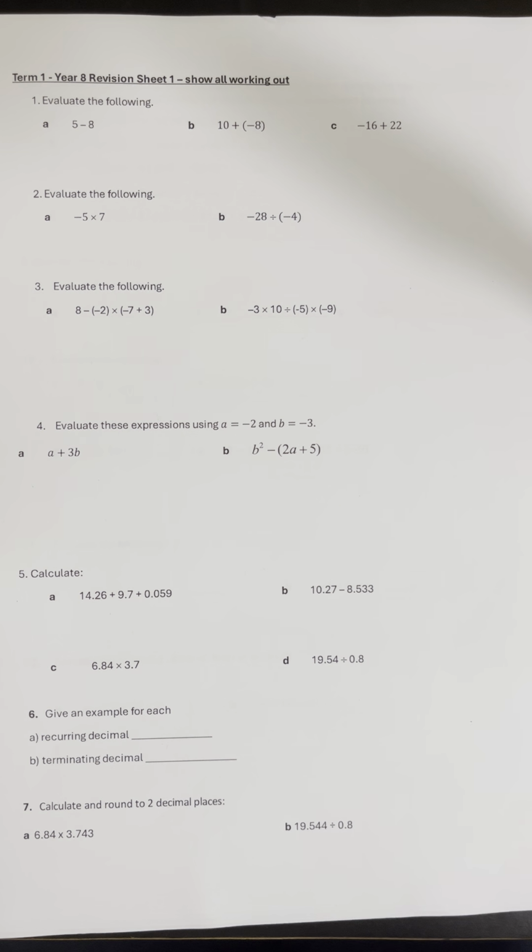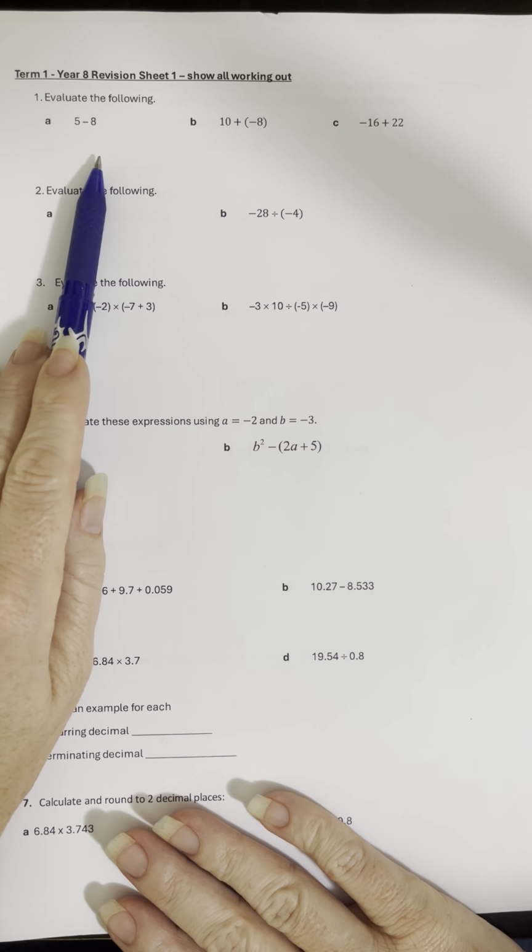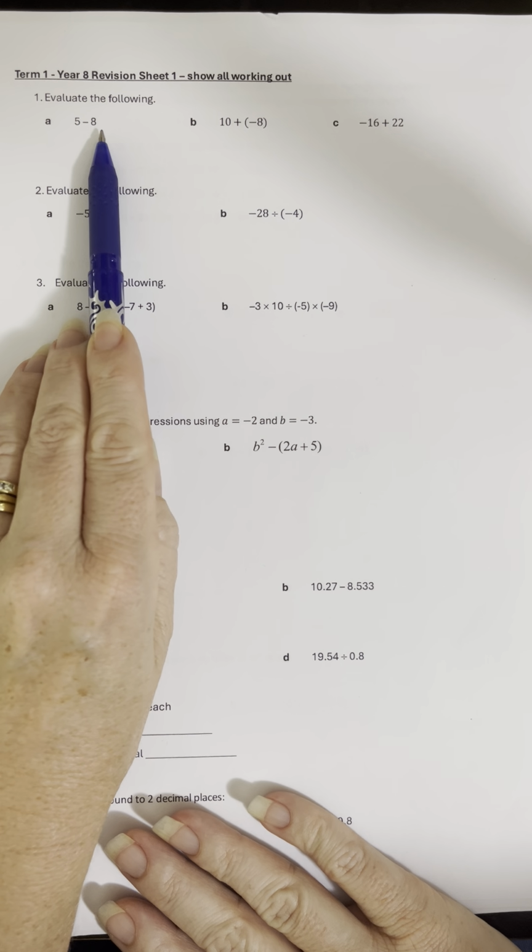Okay, I'm having a look at a grade 8 revision sheet. So this is revising our directed numbers, decimals, and a bit of fractions. And so having a look at the first ones here, we've got evaluating. So we've got 5 take away 8.